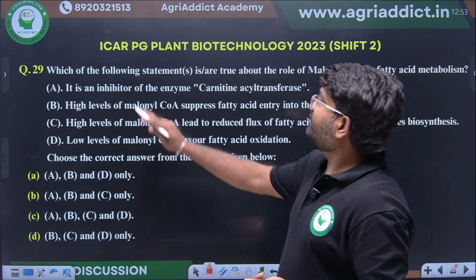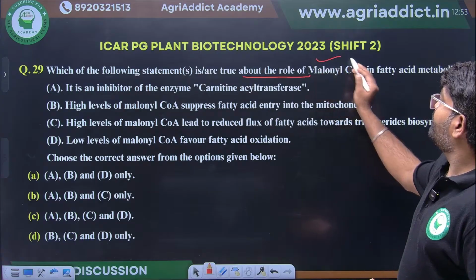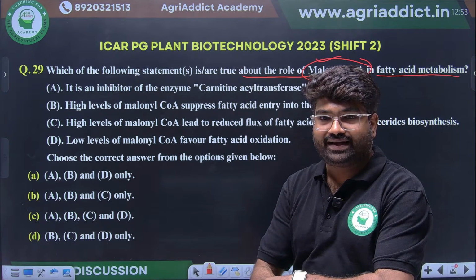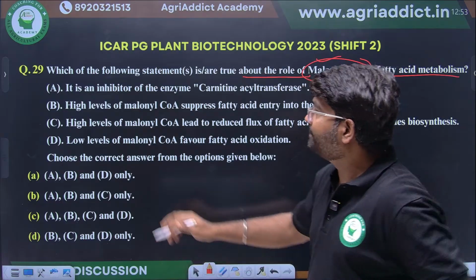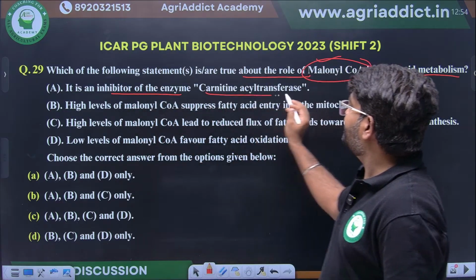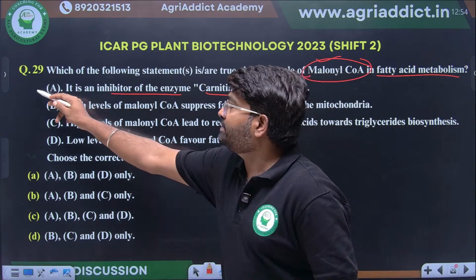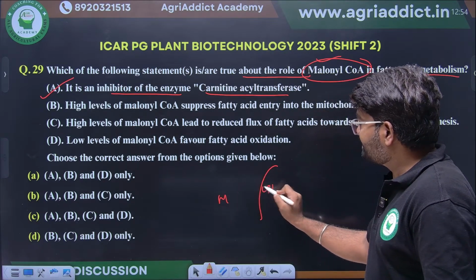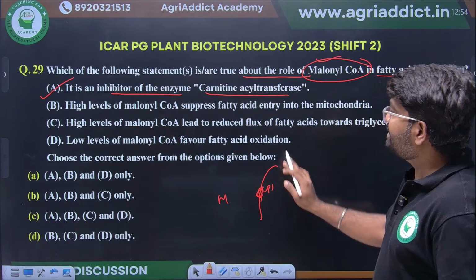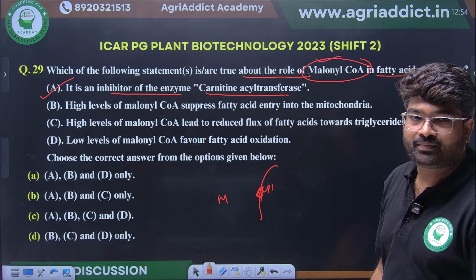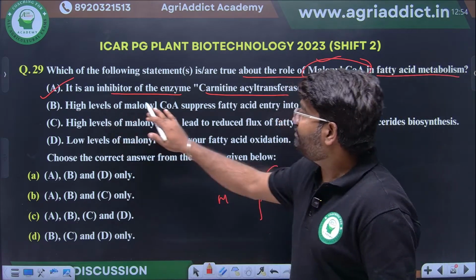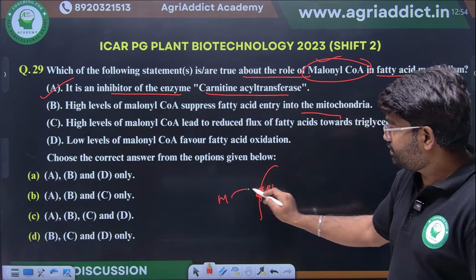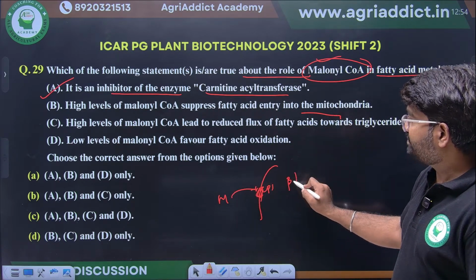Next, which of the following is true about the role of malonyl-CoA in fatty acid metabolism? This is a very simple one. It is an inhibitor of the enzyme carnitine acyltransferase. We have seen that malonyl-CoA will bind with the CPT1 enzyme, so it will act as an inhibitor of CPT1. A high level of malonyl-CoA suppresses fatty acid entry into the mitochondria. Yes, it binds here, so beta oxidation will be inhibited.